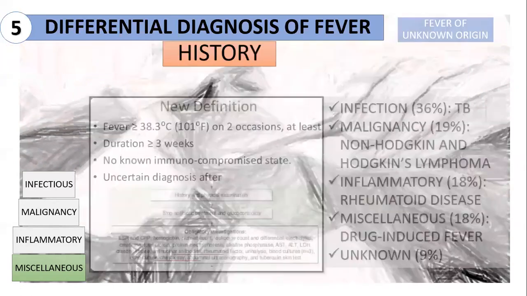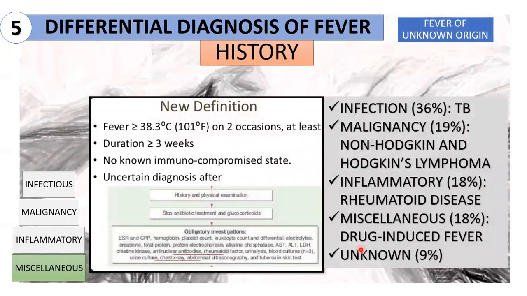Next is fever of unknown origin. This is a diagnosis of exclusion or a wastebasket diagnosis, wherein you have ruled out all the possible etiologic causes and could still not find any clear cause.